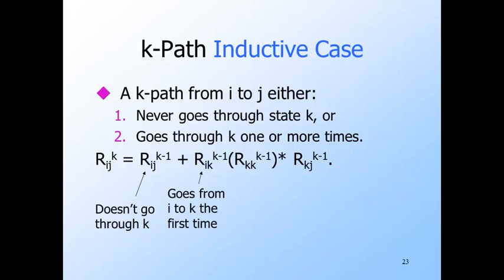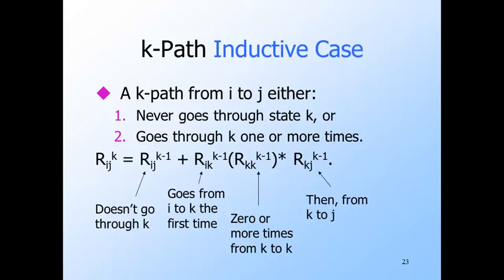All other k paths get to state k at least once. Thus we start out with Rik super k minus 1, which generates the labels of all the paths that get us from state i to state k for the first time. Then comes Rkk super k minus 1, all starred. It generates the labels of all paths that go from state k to state k 0 or more times, with those paths not passing through any state k or higher. Finally, we concatenate with the language of the expression Rkj super k minus 1. That generates the labels of all paths from state k to state j that do not pass through state k or higher.